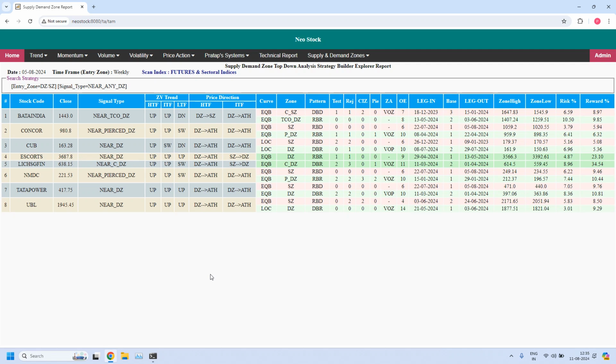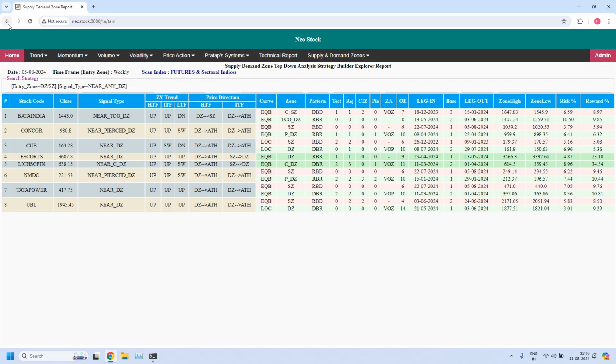In case you don't know how to understand this report structure, I request you complete the training lesson 21.1. That is part 1 of lesson 21. In that video, I have explained each and every column in detail, their values, their abbreviations. I have even explained how to draw the zones in TradingView by taking the leg in, leg out timestamps from this particular report, and also the base candle count. So please complete lesson 21.1 in case you don't understand this report.